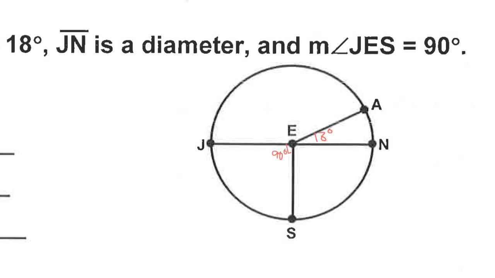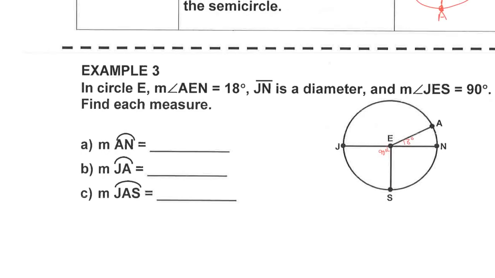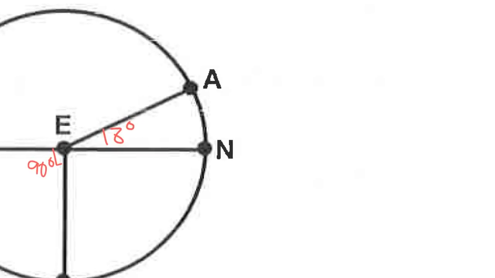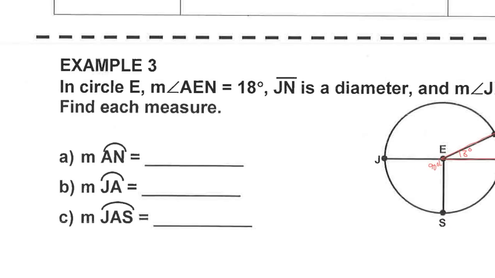Now it's going to ask us some questions. It says find the measure of arc AN. Well, that's the easiest one because here's AN. It's cut off by central angle EAN that's 18 degrees, so it's also 18 degrees.